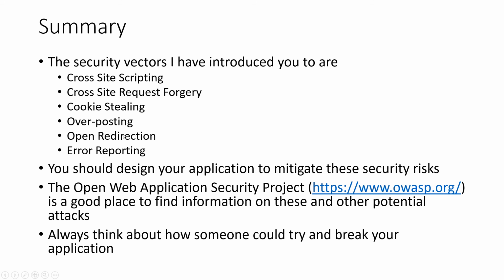So the main things I introduced here: cross-site scripting, cross-site request forgery, cookie stealing, overposting, open redirection, error reporting. And you should design your application to mitigate these risks and others. There are some good places online to find information on security risks. But one thing to remember is that the web is constantly changing, and so you, as a professional web developer, need to keep up with this stuff. And you should always be designing your application with security in mind. So this is not an exhaustive list. This is not every vector. I can't teach every single vector in this course. I expect you to go read up on this stuff. And it's important you understand it.